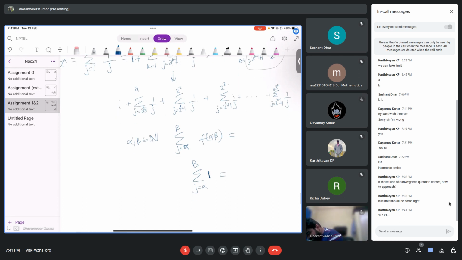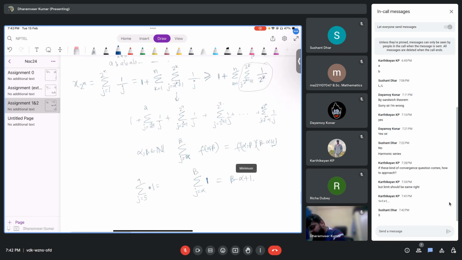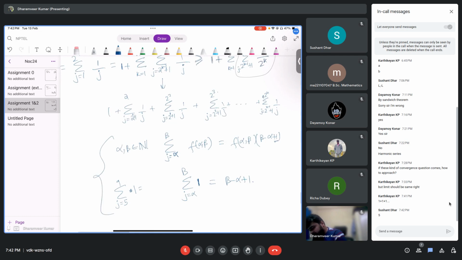Very simple example. j equal to 5 to 9. What is this? This is beta minus alpha plus 1. So this is nothing but the term into beta minus alpha plus 1. This plus 1 is important. Okay? Please focus on this.